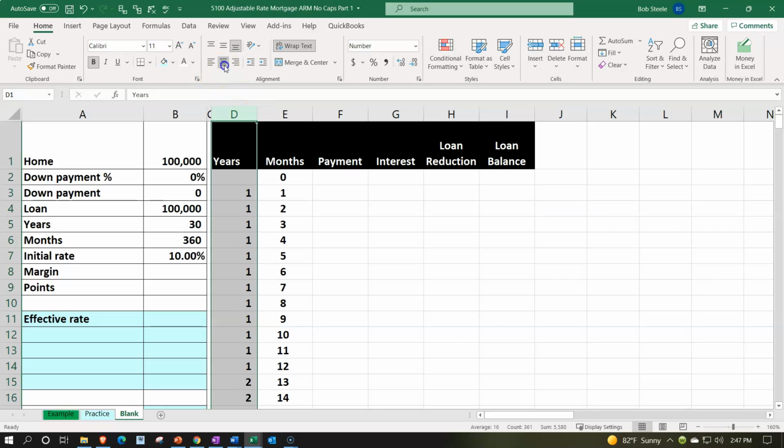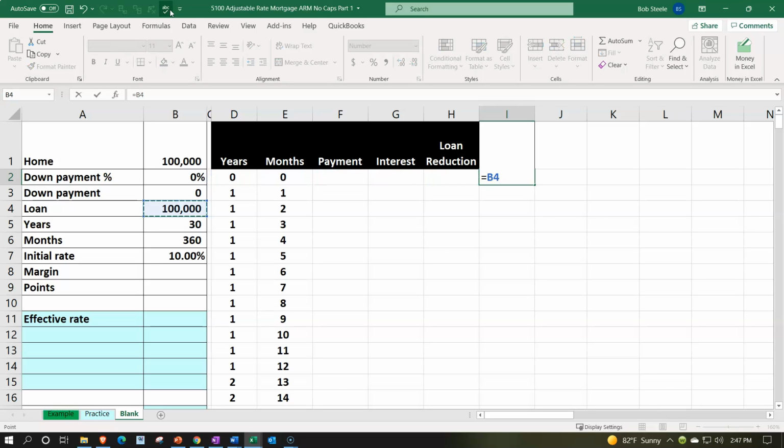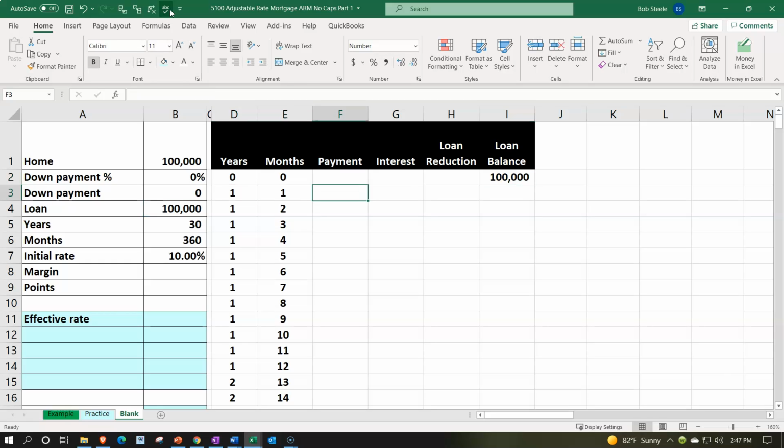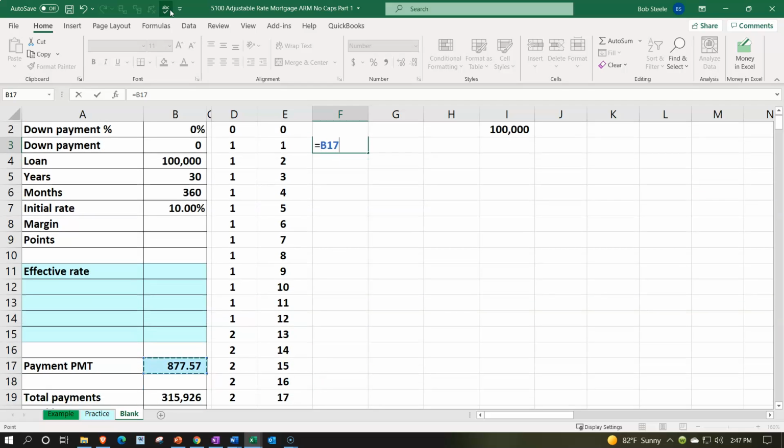Let's go ahead and center that. I'm going to pick up the balance. I'll put a 0 here for year 0. We'll pick up the loan balance starting at, this will be equal to the starting point of the 100,000. The payments are going to be equal to the payment calculation we have down below. This is going to be the same payment all the way through.